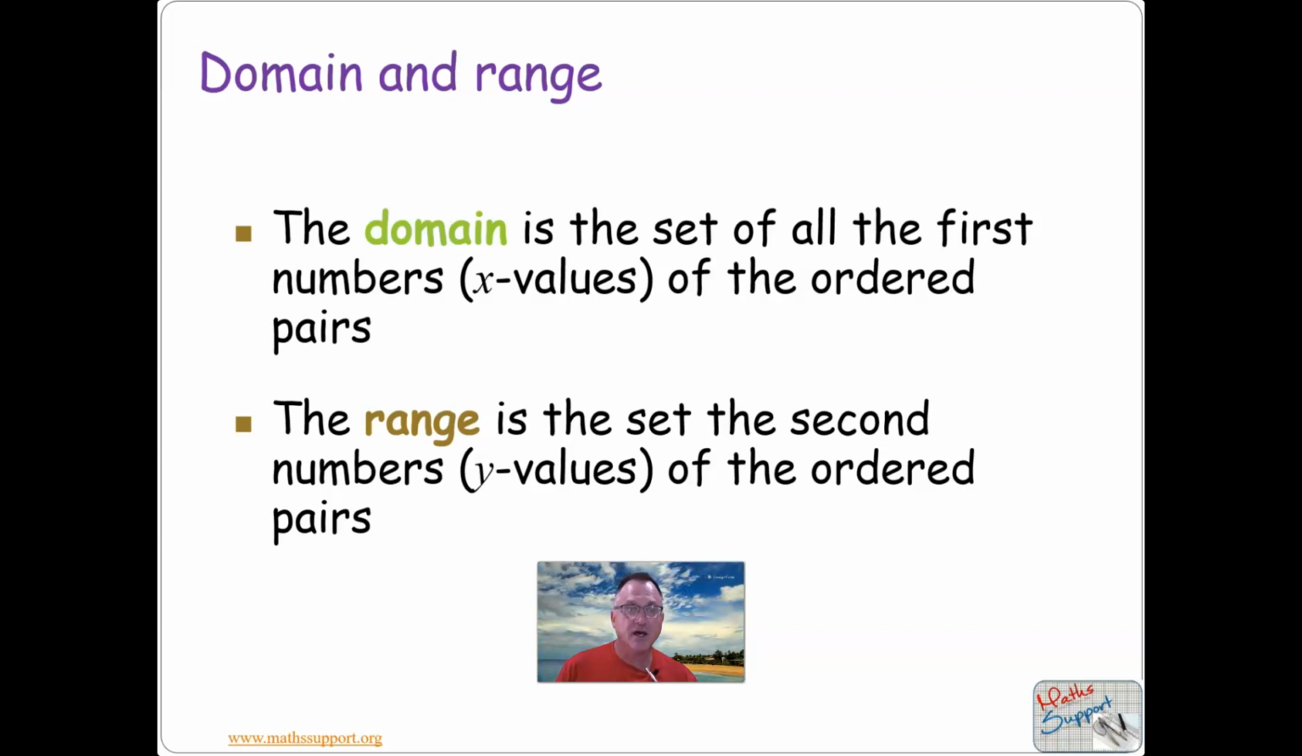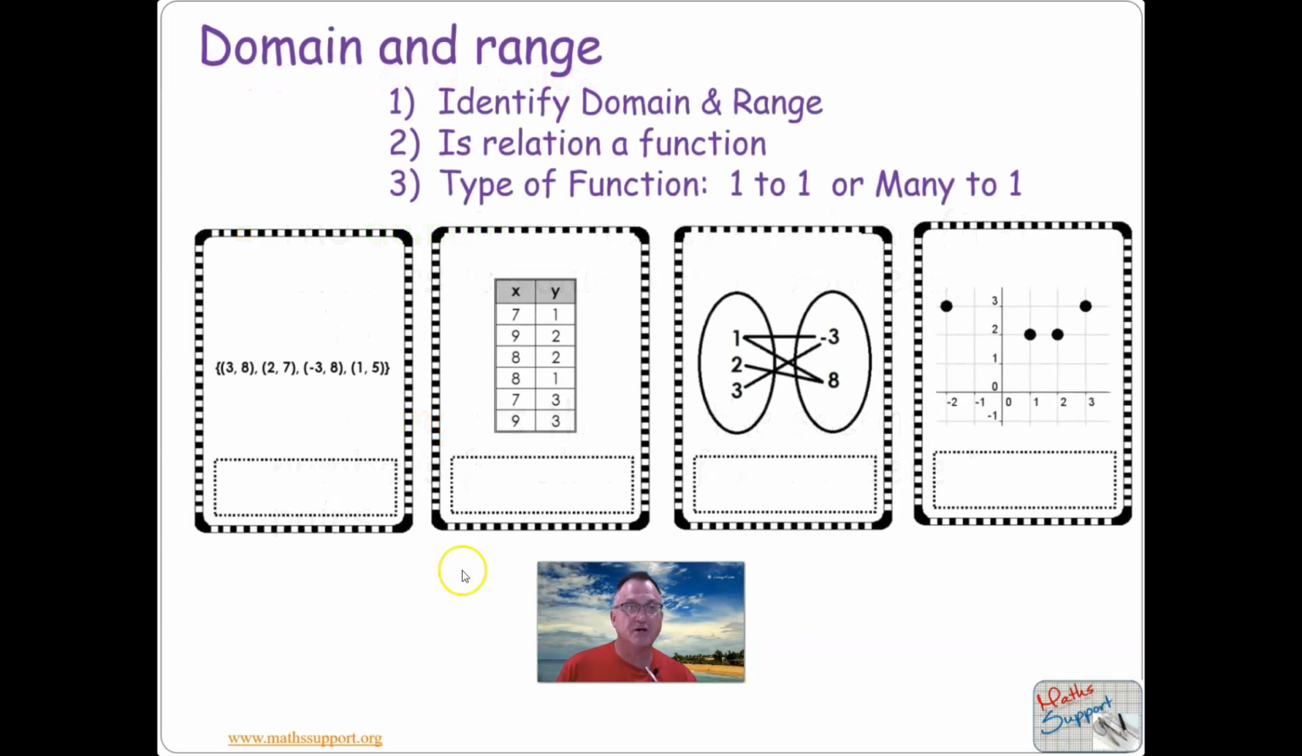If we're looking at functions that are expressed using ordered pairs, tables, or a graph, to find the domain I'm just looking at the x coordinates. So I've got a 3, a 2, a -3, and a 1. If any of those repeat, I only list it once. My range now is going to be an 8, a 7, an 8, and a 5. The 8 repeats, so I only list it once.